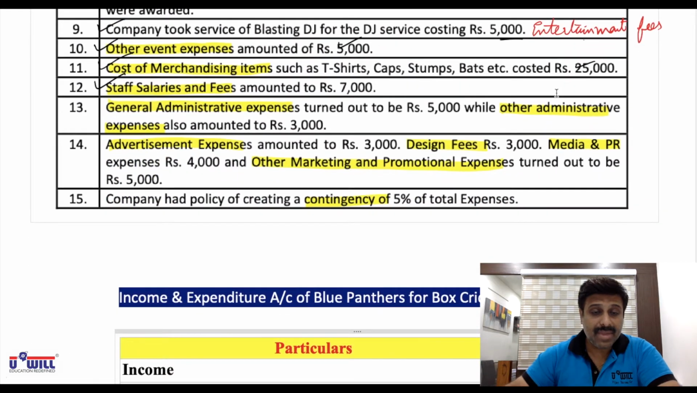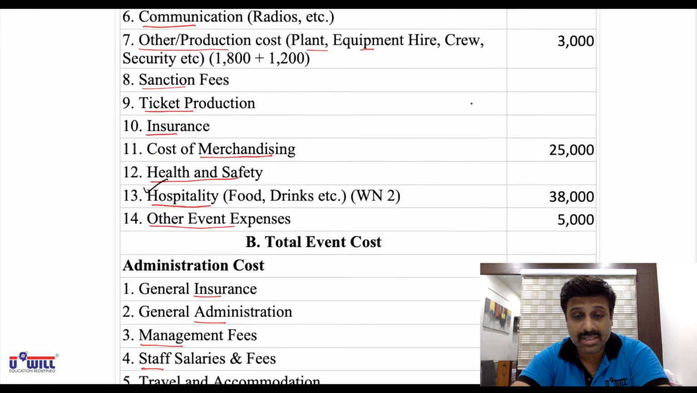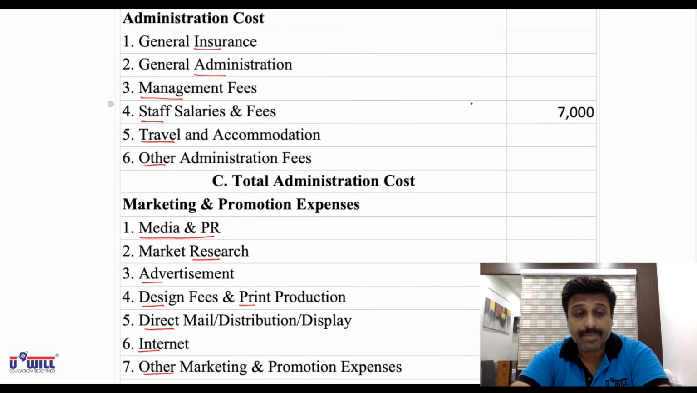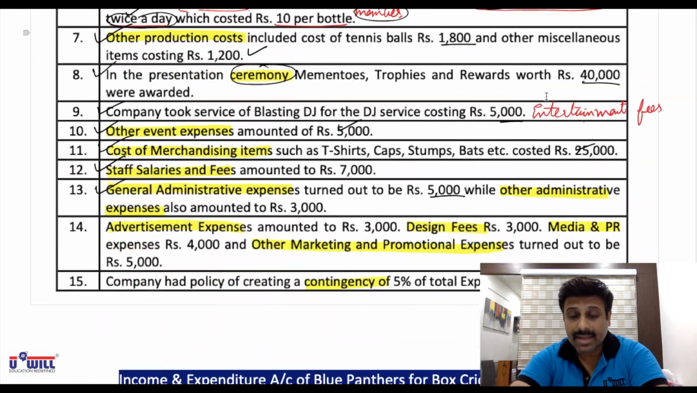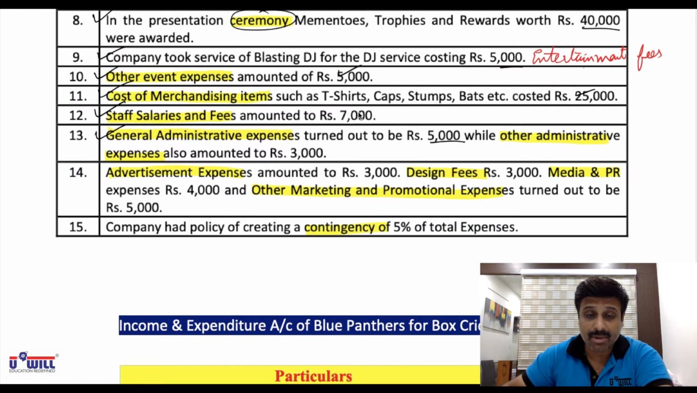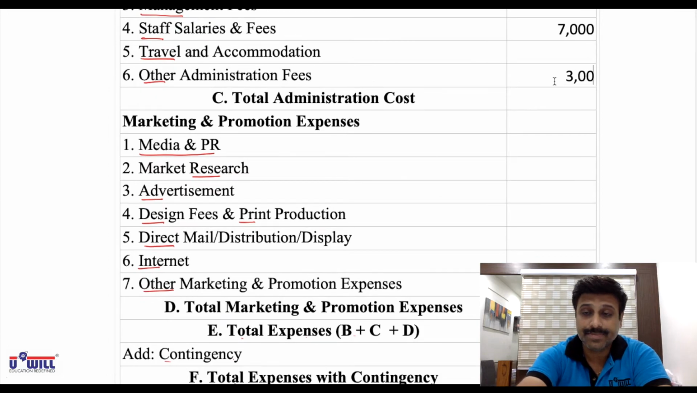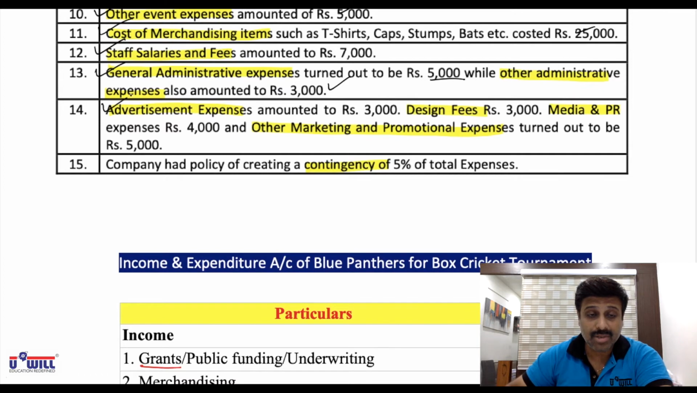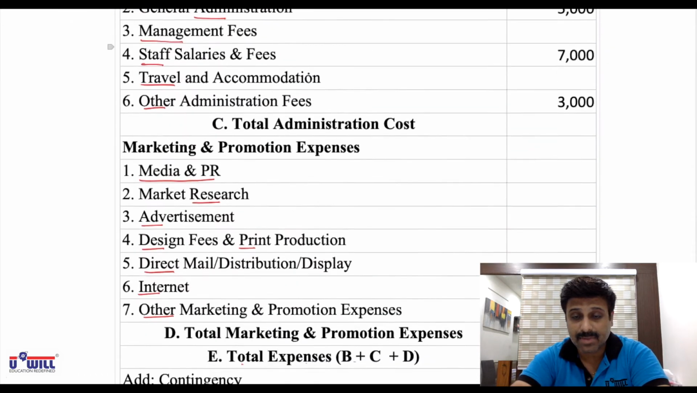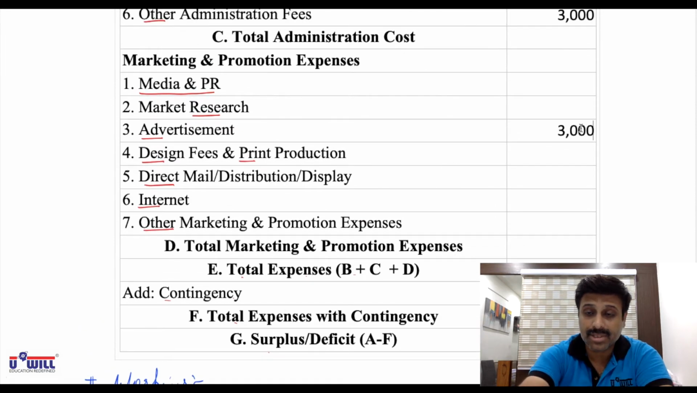Then general administration expenses amounted to 5,000. So in general administration expenses, 5,000, all of you write down, that is in administration cost, second item, 5,000. Thereafter, other administrative expenses amounted to 3,000. So in administrative expenses, last item, 3,000. Then advertisement expenses amounted to 3,000. So that will come in marketing and promotion, third item, advertisement, 3,000.